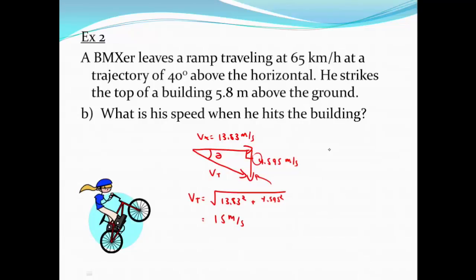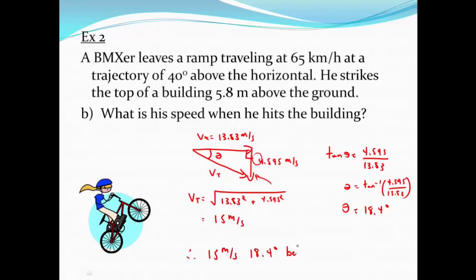To find that angle, we will again use the tangent of theta equals 4.595 divided by 13.83. Theta is equal to tan inverse of those quantities, giving us a final theta value of 18.4 degrees. Therefore, our final velocity is 15 meters per second, 18.4 degrees below horizontal.